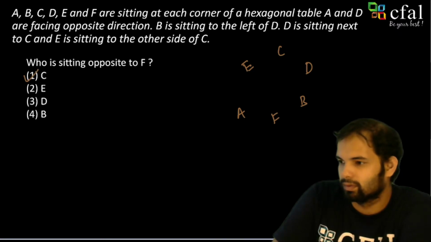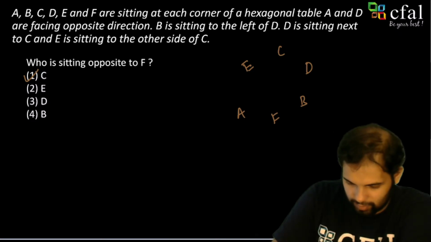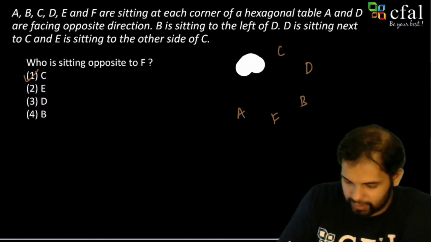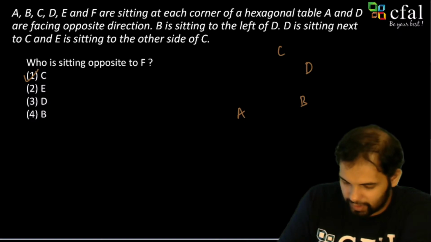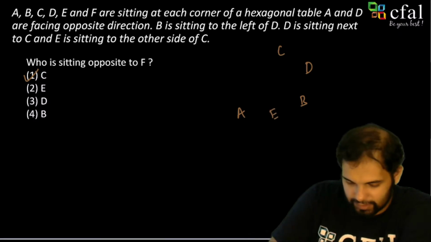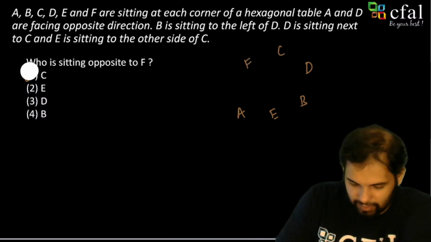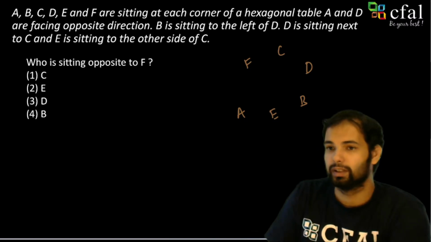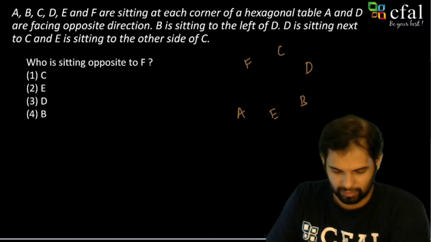Sir, E is sitting other side of C, so E will be instead of F. E is sitting to the other side of C. Then other side, it will be opposite. Sorry, I just thought about this side. So E is sitting here, right? Yes, sir. And this should be F, correct? Yes, sir. This is what you mean. Okay. Fine. Any objections anyone has?